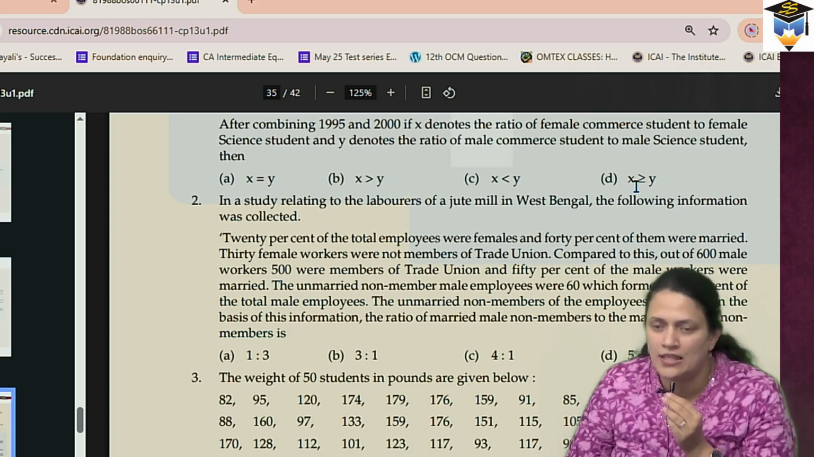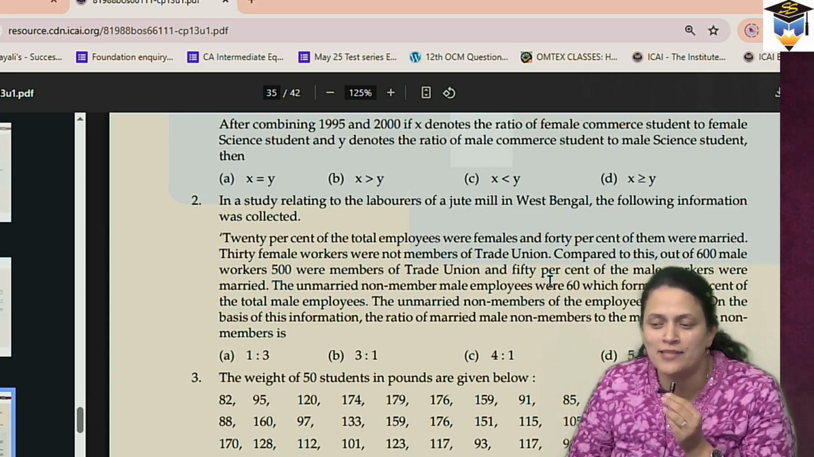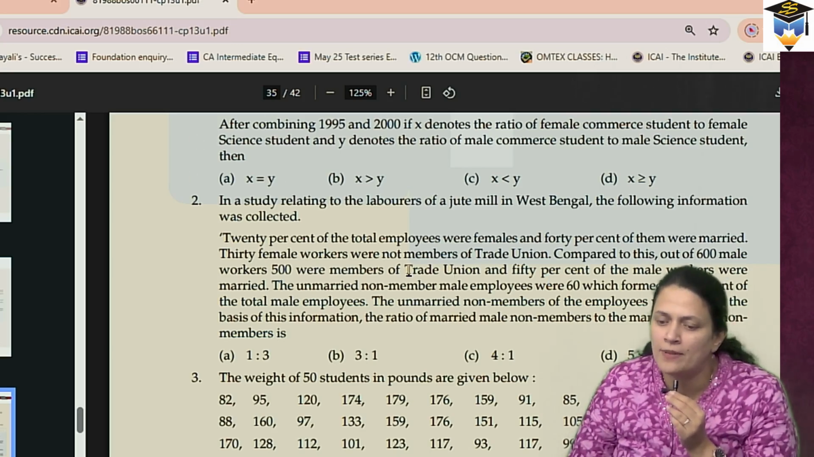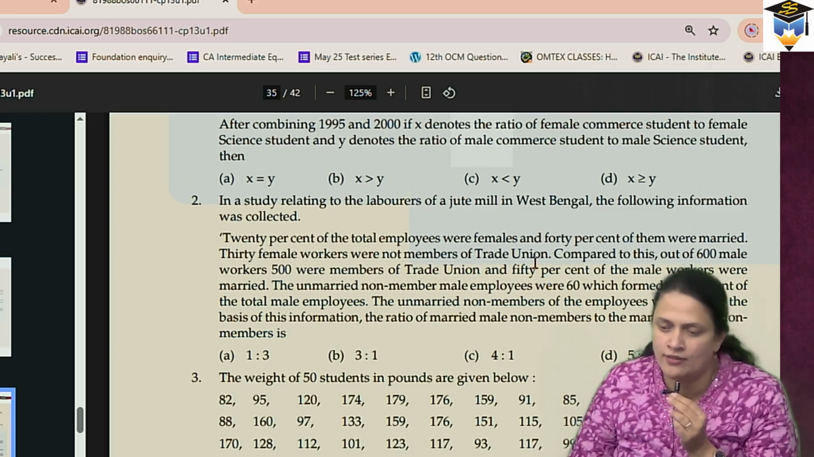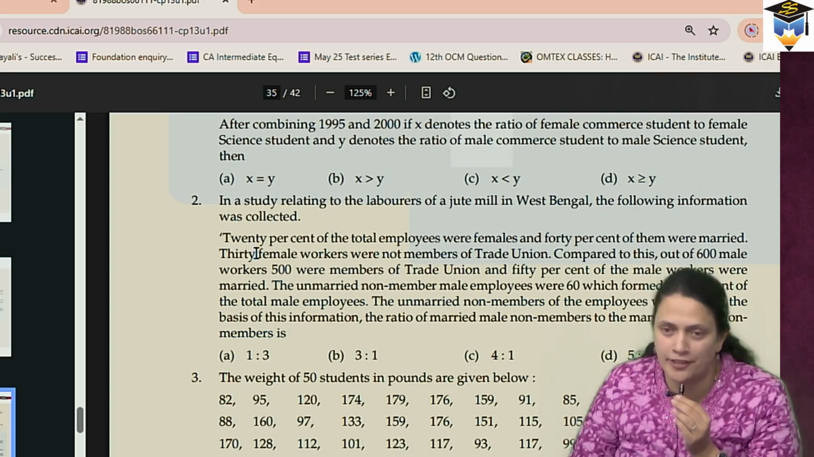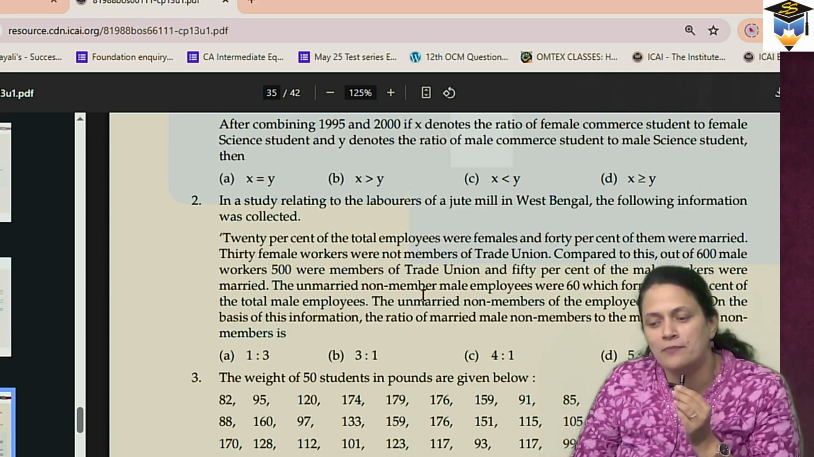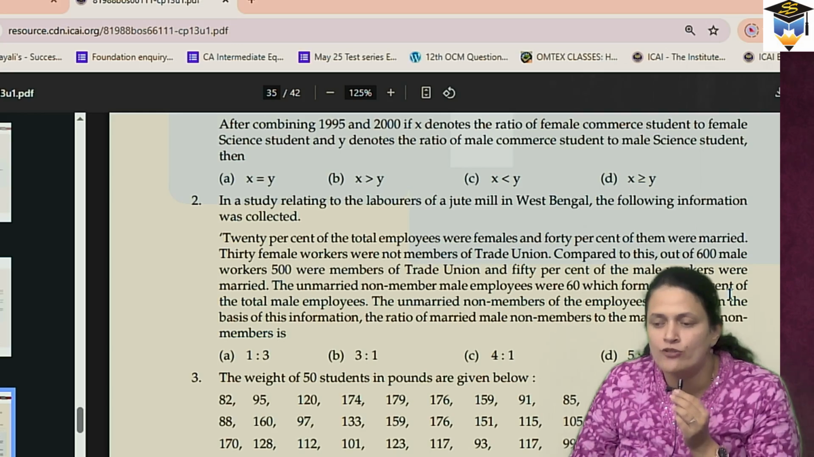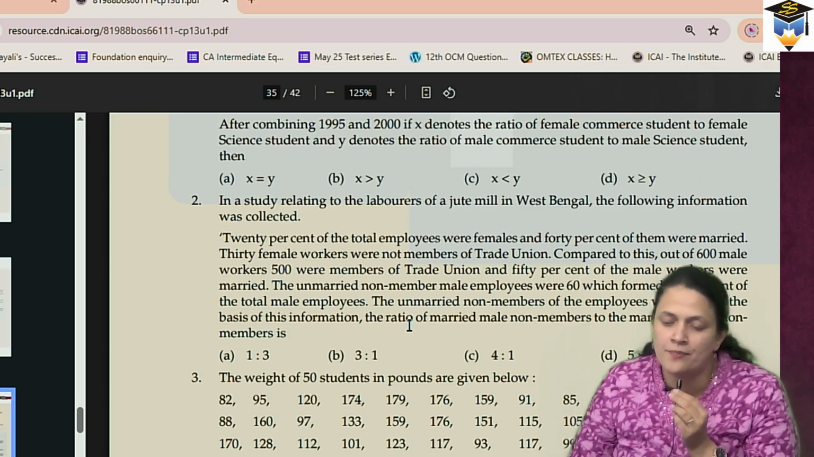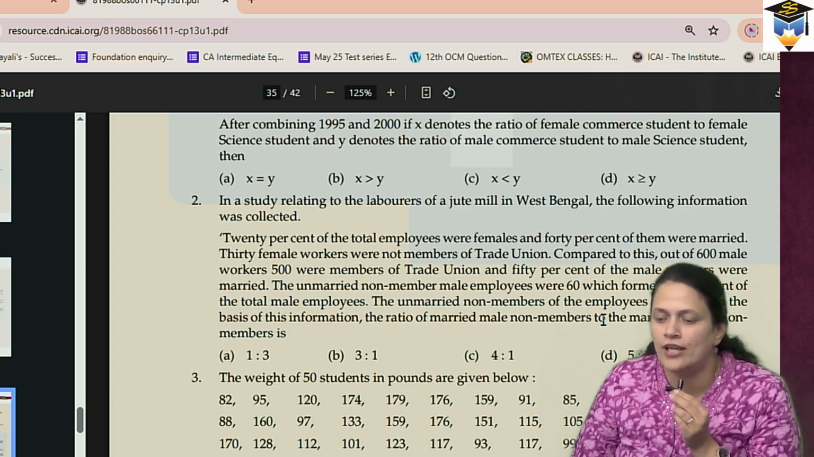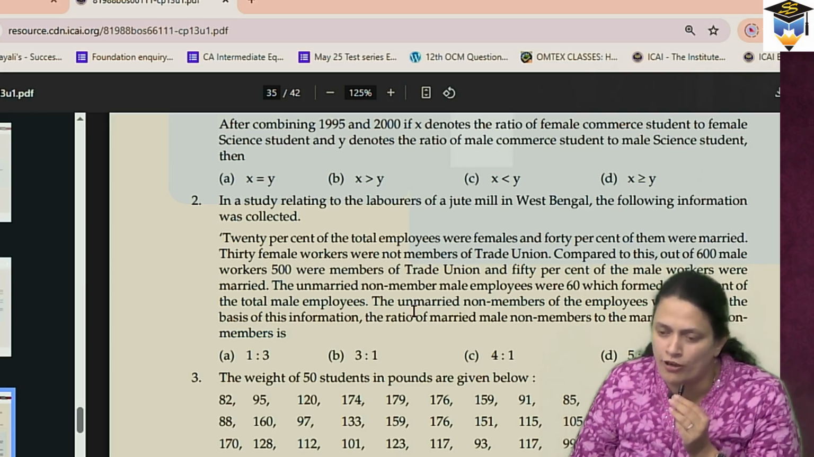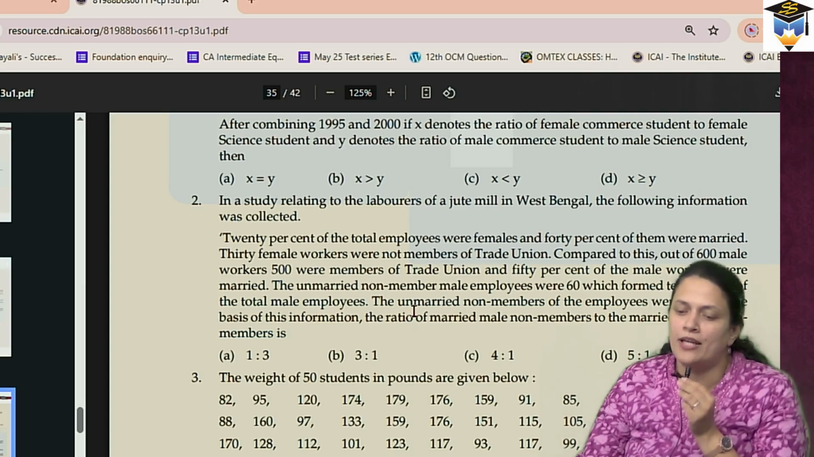Option B. Next, 20% of the total employees were females and 40% of them were married. 30 female workers were not members of the trade union. Compared to this, out of 600 male workers, 500 were members of the trade union and 50% of male workers were married. The unmarried non-member male employees were 60, which formed 10% of the total male employees. Unmarried non-member female employees were 80. On the basis of this information, find out the ratio of married male non-members to married female non-members.